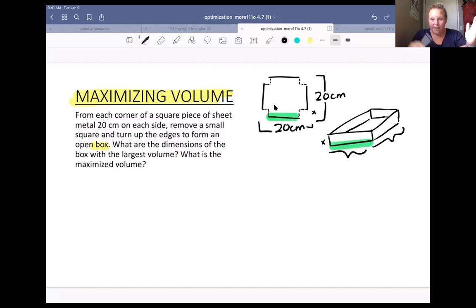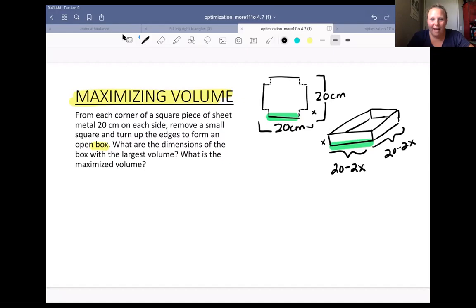So if the whole side was 20, and you cut out an X on this side and an X on this side, the length of that piece that got folded up is 20 take away 2X. Because again, the whole side was 20, and you cut X out this way and X out this way, and then you folded it up, and that length is 20 minus 2X. So that's the length and the width, and then the height is the X that got cut out. Did I lose anybody? Because all we're doing is a box. You can go back and watch it again if you need to.